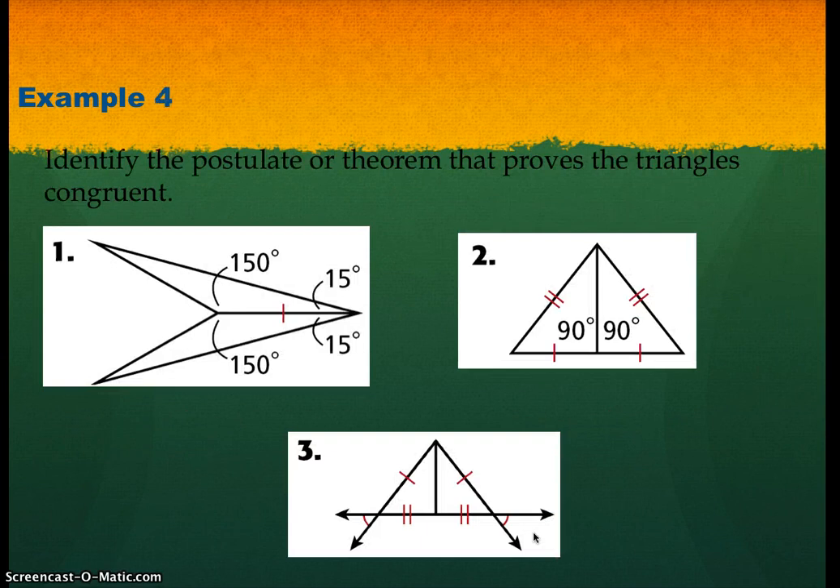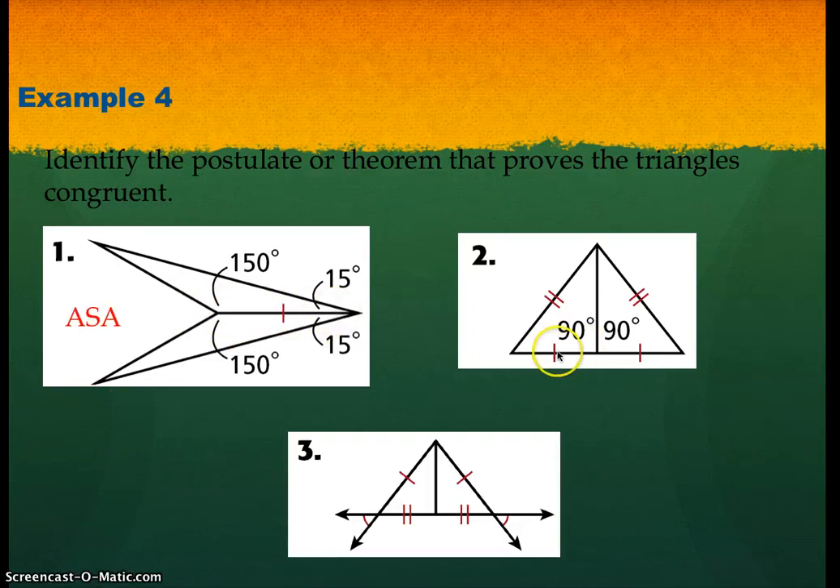So now, what postulate or theorem can we use to prove that these triangles are congruent? So looking at number 1 here, I can see that each triangle has an angle of 15 degrees in here. So I have an angle, and then they share this reflexive side, that's a side, and then they both have this 15-degree angle. So which theorem can I use? Well, this would be angle, side, angle.